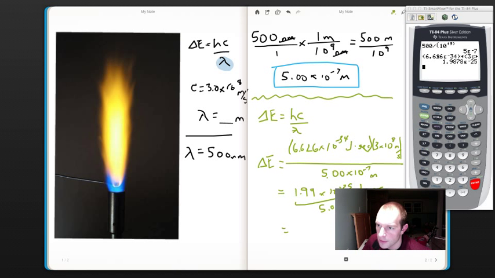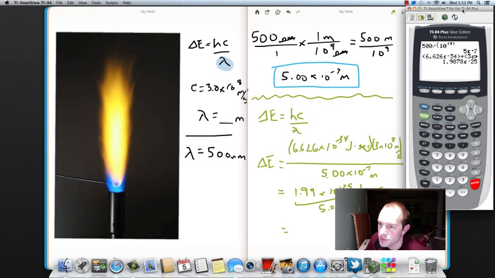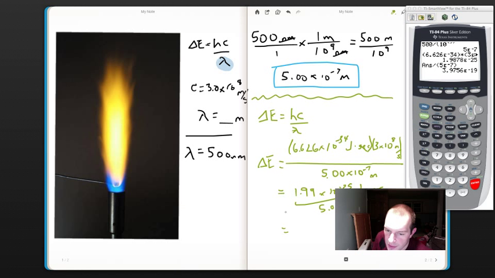So what we're going to be left with is, back to our calculator, that 1.99 times 10 to the negative 25th. We'll divide that by, open parentheses, 5E negative 7, close the parentheses, enter, and what we're left with now is a value which is going to be equal to 3.98 times 10 to the negative 19 joules.